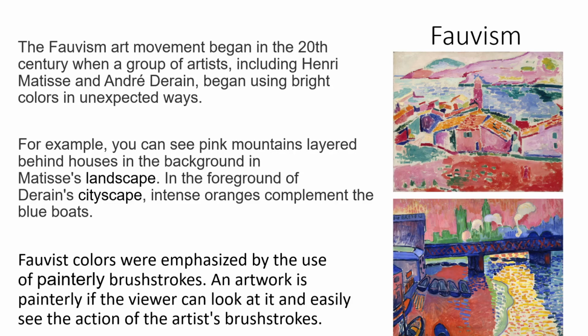That Fauvist movement began in the 20th century, that early 1900s, when a group of artists, including Henri Matisse and Andre Derain, began using those bright colors in, they say, unexpected ways. But we see these abstracted colors, lots of bright reds, yellows, blues, and greens, primary and secondary colors. Remember, that's how he uses color, primary and secondary. We should remember that those Fauvists used those broad, bold paint strokes. They were very painterly, we call it, because you could see the individual brush strokes.